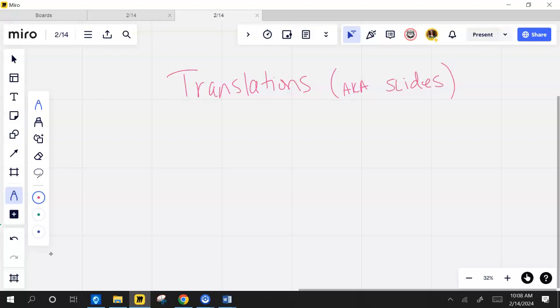You just slide it over. The shape doesn't change. It doesn't flip. It doesn't stretch. It doesn't shrink. It just simply slides. So I can slide left and right or up and down. I'm not going diagonally. I'm up and down or left and right. And to do that, we'll talk about vertical translations first.